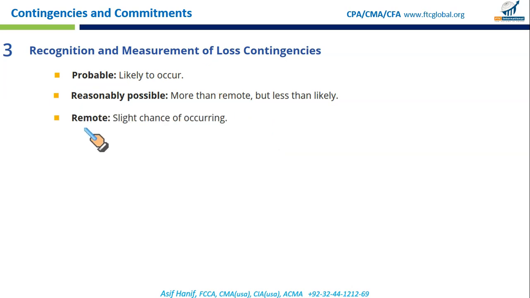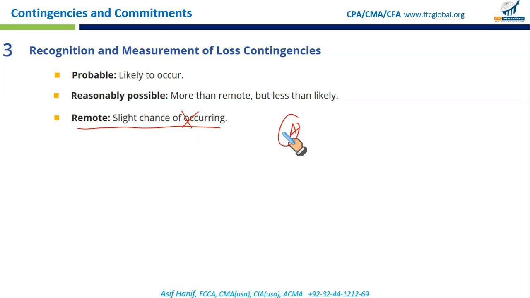And the third one, remote: a very slight chance of occurring. The loss is very unlikely to happen. So in this case, we don't need to disclose it unless it's a guarantee type loss. Previously, I told you that we have given a guarantee for a loan for one of our subsidiaries or any company. In that case, we need to disclose it. Otherwise, remote losses are not recorded or disclosed.